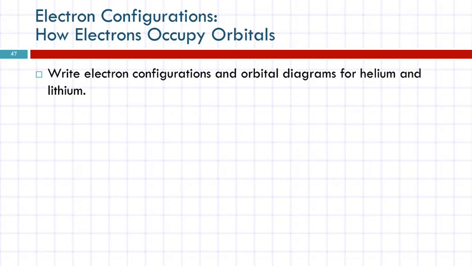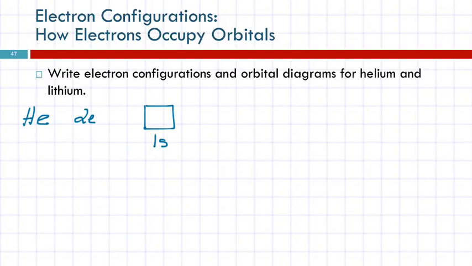Okay, let's try writing electron configurations and orbital diagrams for helium and lithium. I like the orbital diagrams first because they're more of a picture. So let's look at helium. How many electrons does helium have? 2 electrons. So we're going to try to draw a picture of what's going on.